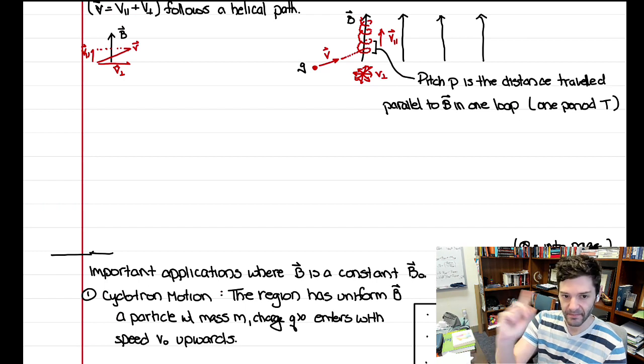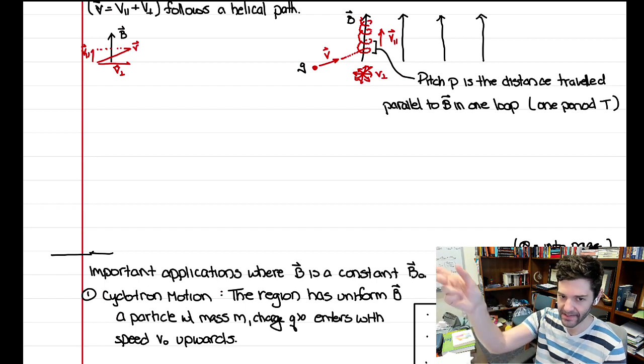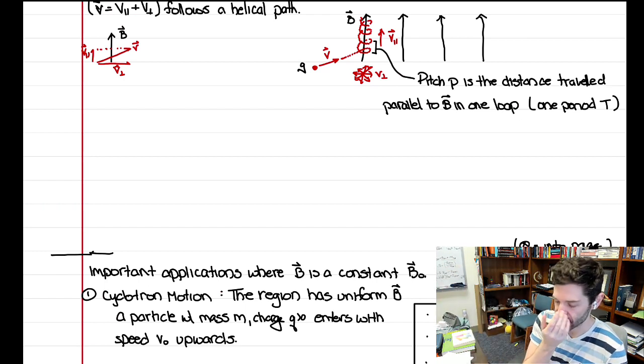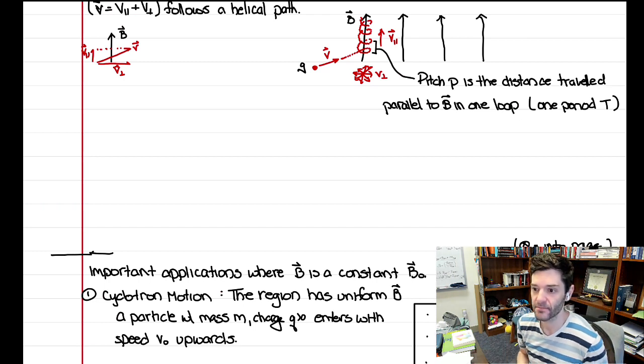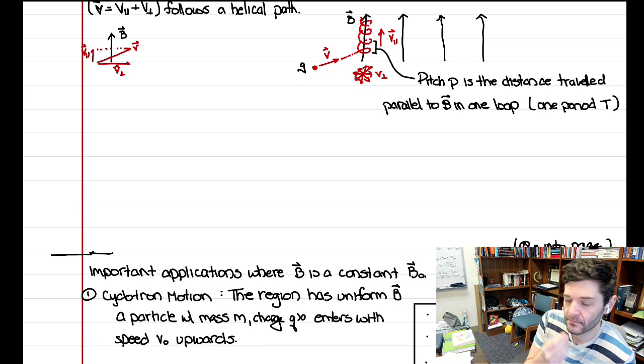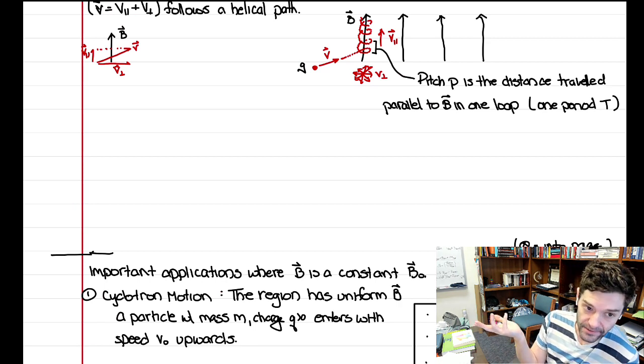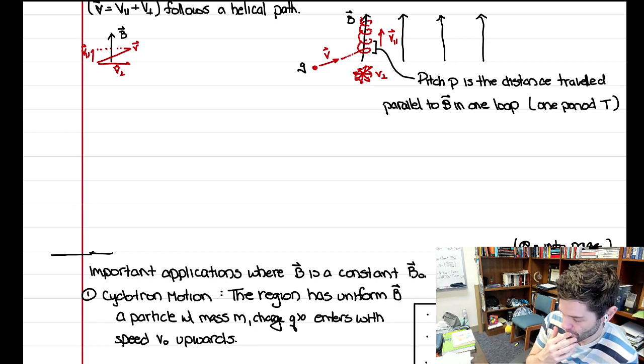So again, we're about to talk about synchrotron motion, where we'll be able to calculate things like what is the radius of this loop and how long does it take the charge to complete one of those loops. But again, never speeding up or slowing down, only changing direction.